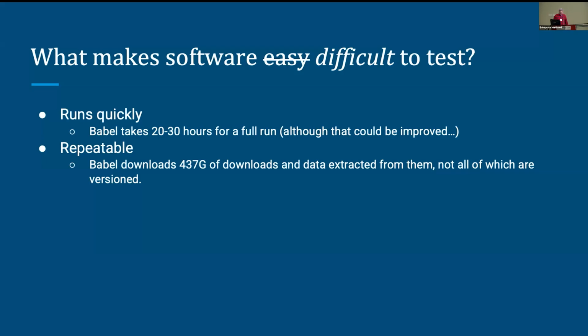Babel downloads 437 gigabytes of downloads, plus the data that's extracted from those downloads. And not all of these are versioned, so it can be difficult to tell when these have changed. Some of them are updated daily or weekly. Some of them are updated every couple of years.